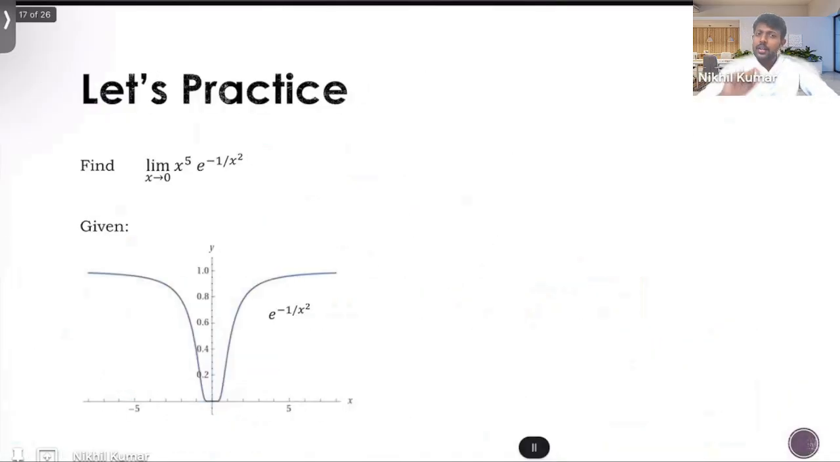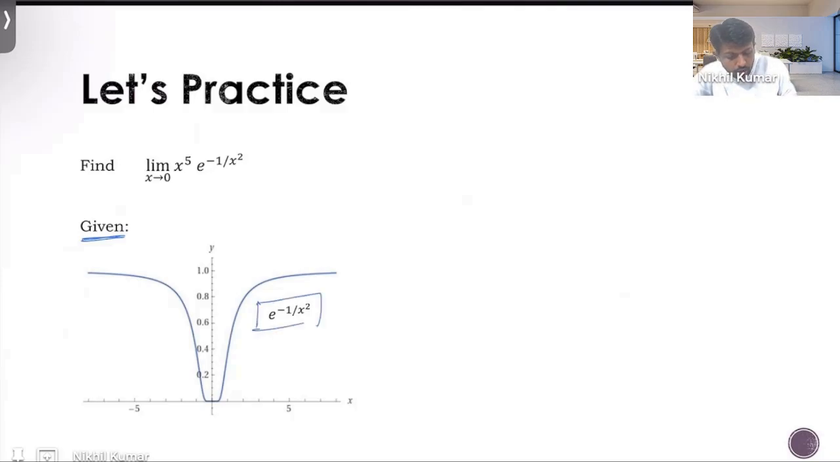Let's practice one more question, okay? So one thing I want to tell you that squeeze theorem mainly works when we have algebraic functions multiplied with either logarithmic functions or trigonometric functions. So we have a question now, an interesting looking question, but this time the graph of something is given to us. Okay, the graph of this much is given to us.